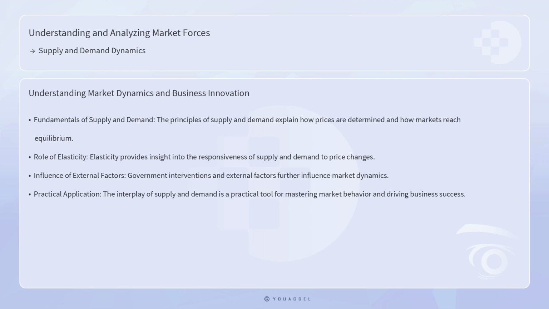By comprehensively analyzing these elements, businesses can better navigate market changes, innovate their models, and capitalize on emerging opportunities. The interplay of supply and demand is not only a theoretical concept, but a practical tool for mastering the fundamentals of market behavior and driving business success.